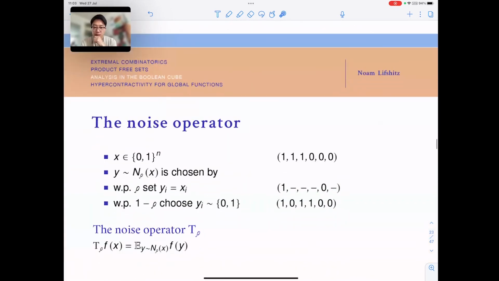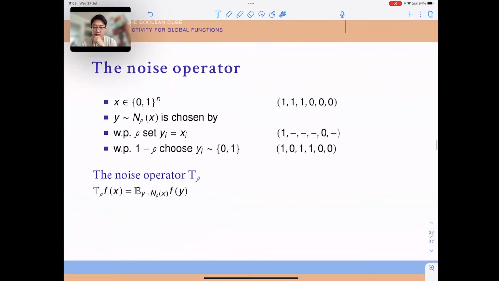Okay, so let's define it formally. How do we get this small neighborhood? We have this rho here that you can think of as 1 minus epsilon. And we start with the given X in the cube, let's say this X. We choose this noisy version of X by remembering what X was with probability rho. So with probability rho, we remembered what X was, and with probability 1 minus rho, we forgot it.